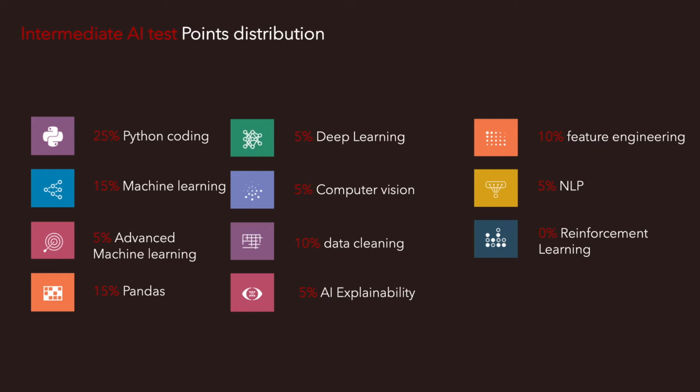These are all the points distributed inside the AI test, and you will see as part of this course, we will cover all the main high point scoring areas. Of course, we will go ahead and make sure you can do some basic Python. Python coding as such constitutes around 1/4 of the entire points inside the test.